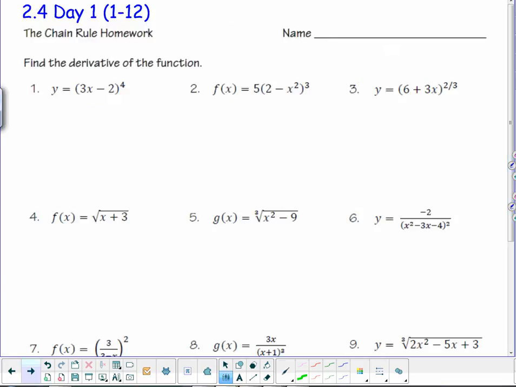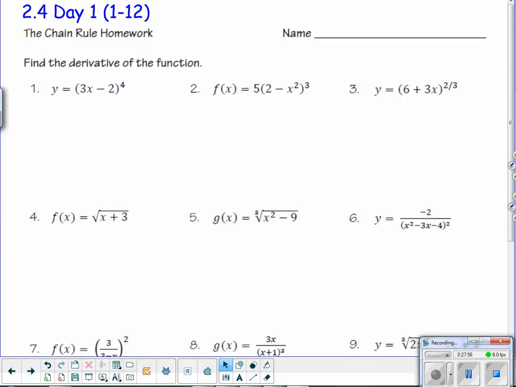All right, that leaves us with the homework, and the homework looks like 1 through 12. All you need to do, guys, is remember derivative of the outer first, leave the inside alone, and then multiply by the derivative of the inside.